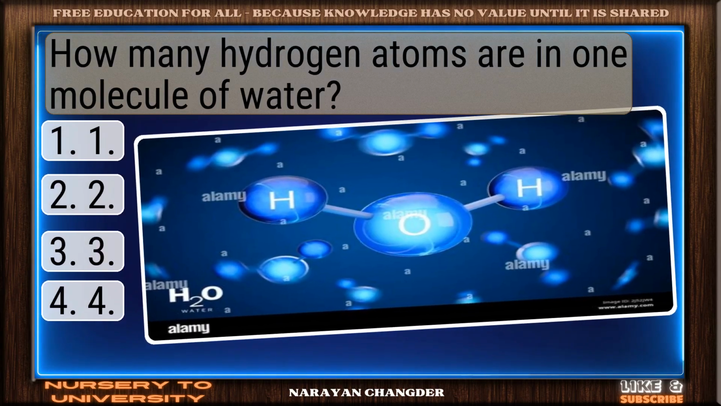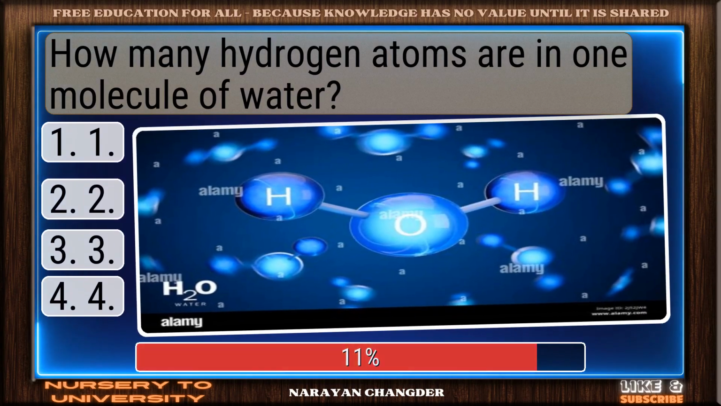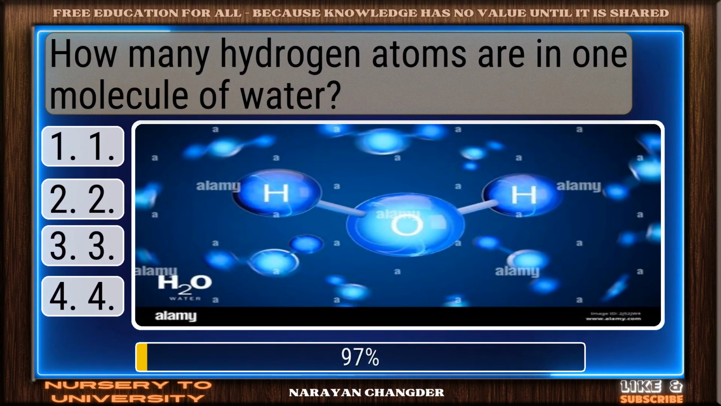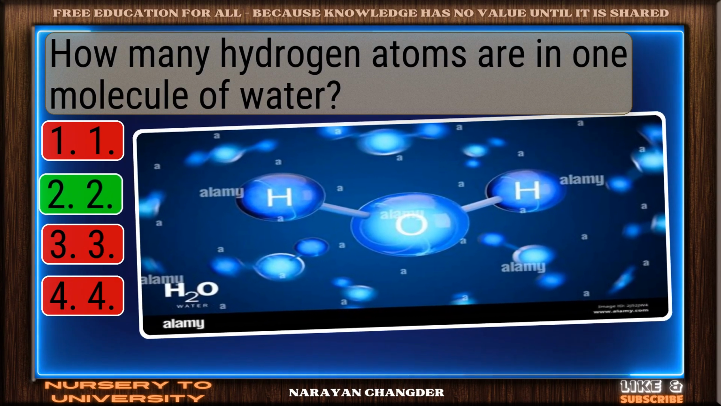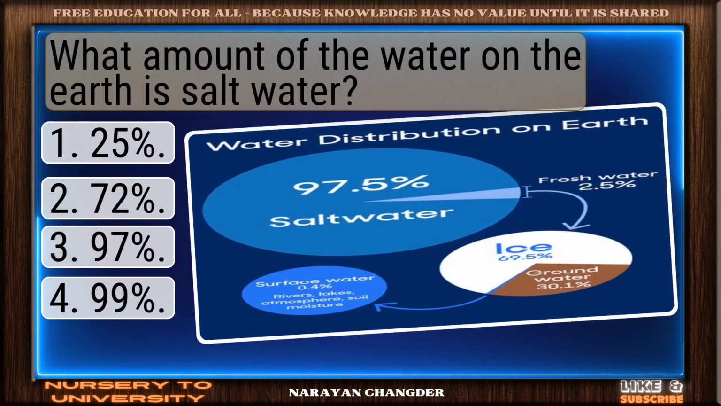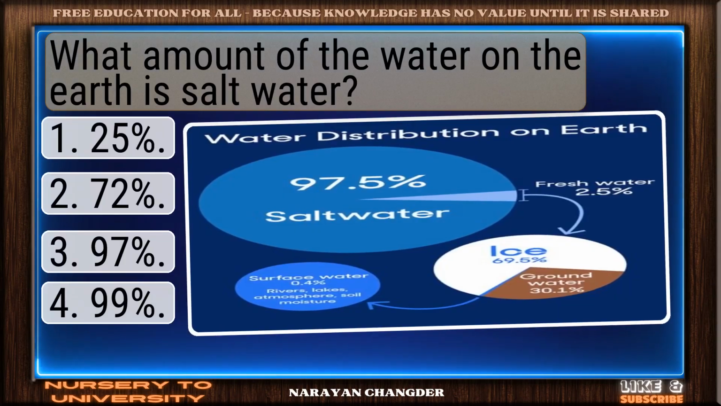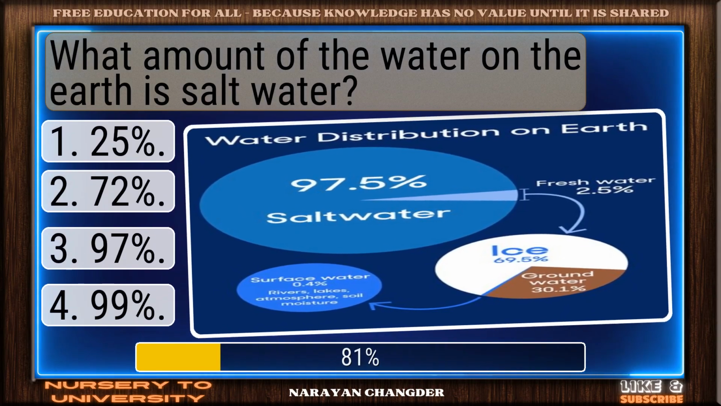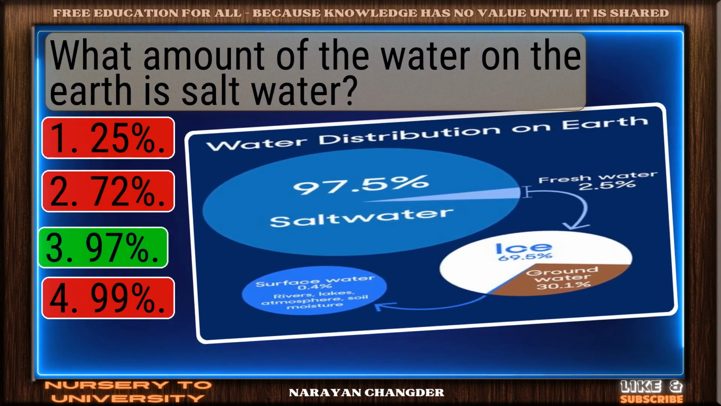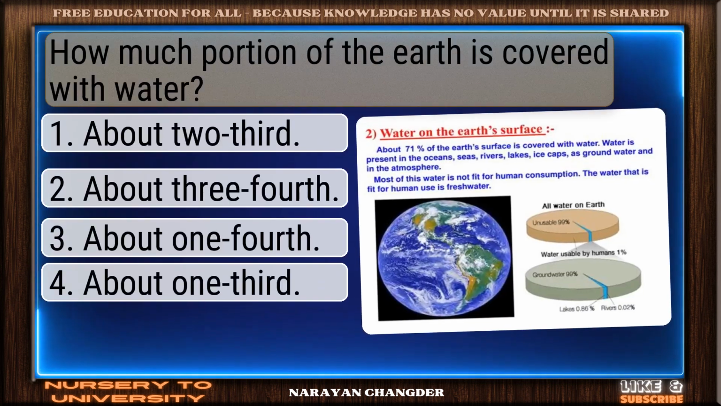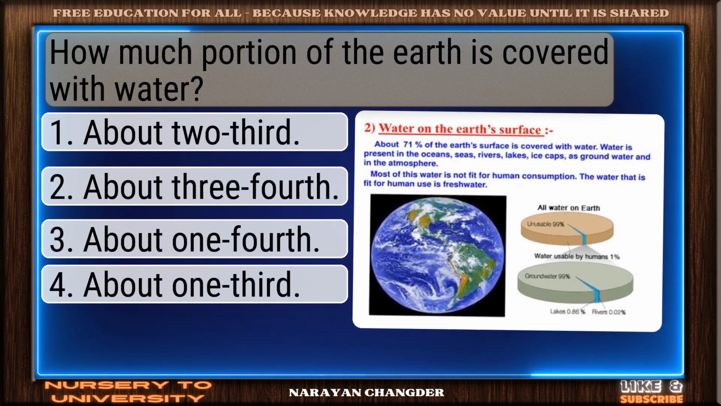How many hydrogen atoms are in one molecule of water? You chose 2, and it is correct. What amount of the water on the Earth is salt water? Great, 97% is the accurate answer. How much portion of the Earth is covered with water?